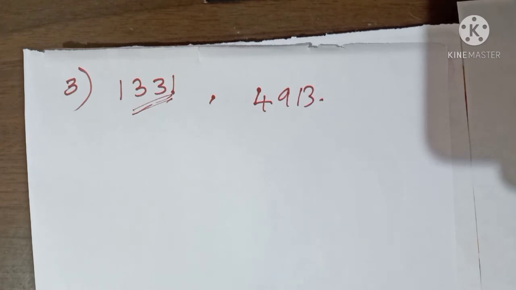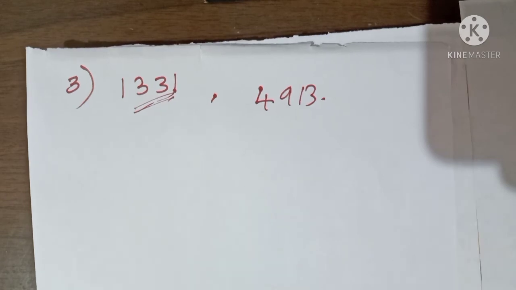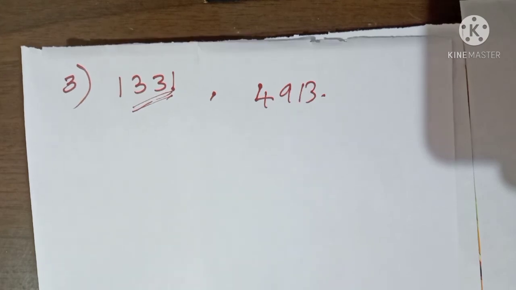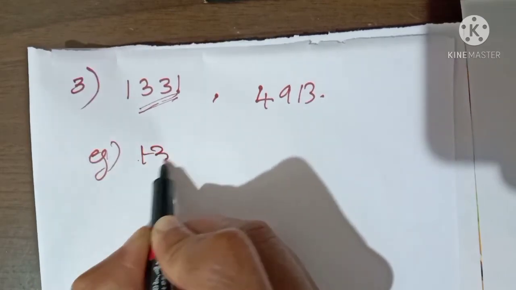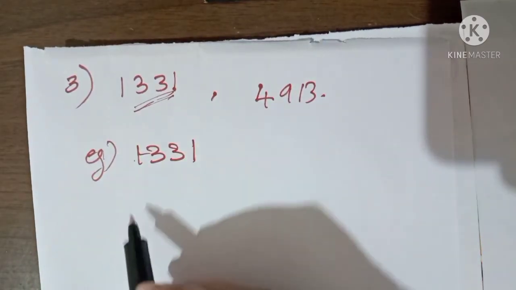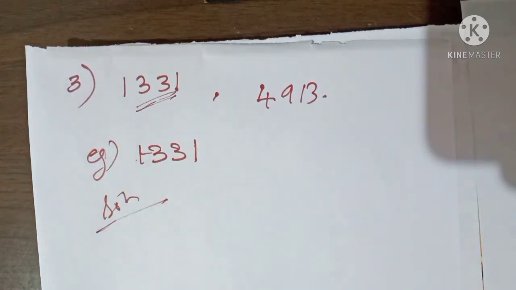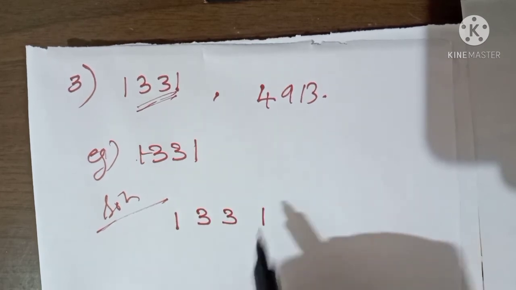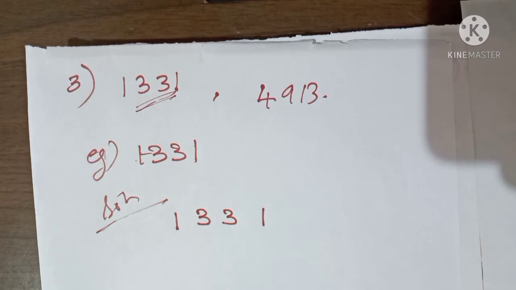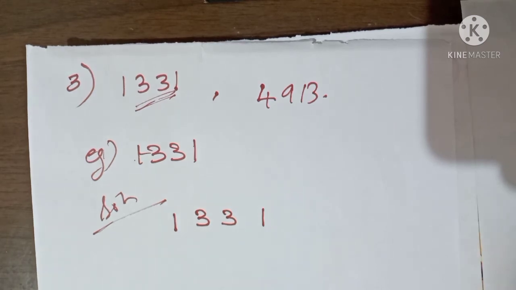First method we have seen: how to find the cube root by prime factorization. In this problem you are going to find the cube root without prime factorization. First, you want to make the groups. We will see the first example, 1331. First write down the number 1 3 3 1. We will make groups of 3 digits starting from the rightmost.